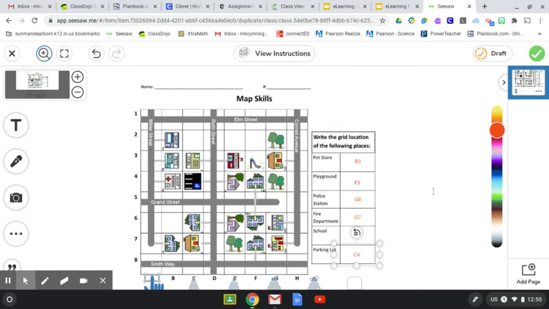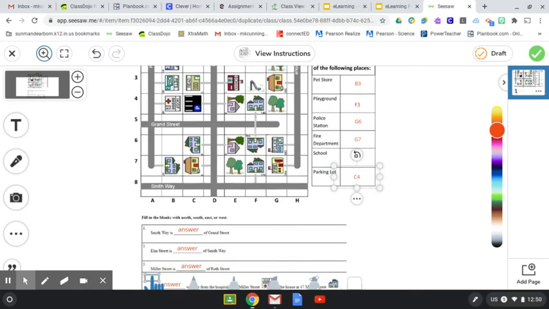So now let's go down and it says fill in the blanks with north, south, east, or west. So Smith Way, so here's Smith Way, is blank of Grand Street. So Grand Street is above, so Smith Way would be south, because if you would look at a compass, that would be south. So it is south of Grand Street. So I'm going to type south in.